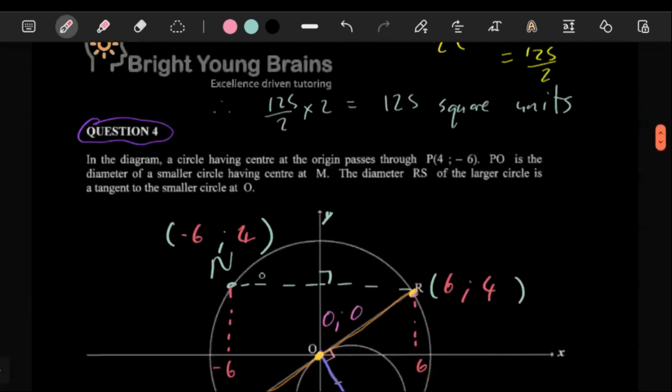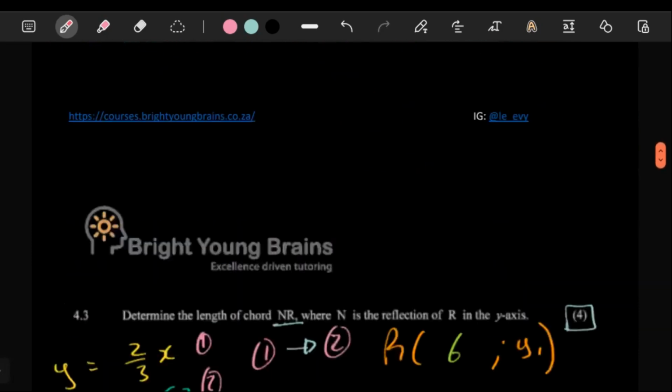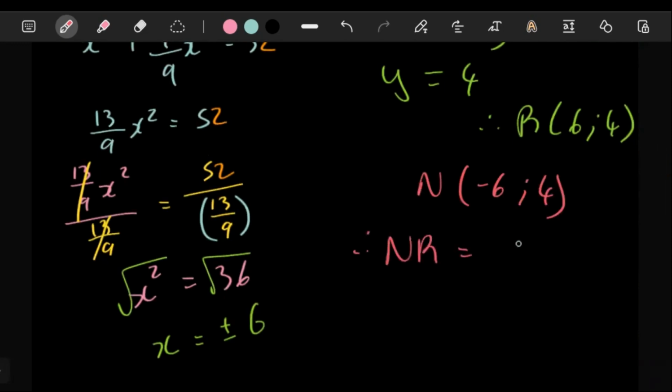So they didn't ask for the coordinate of N, they asked for the distance. So from 6 to -6, that's 6 units plus 6 units. It's going to be 12. So N here is just -6, coordinate 4. Therefore, NR is going to be equal to 6 plus 6, because distance can never be a negative. And then we have 12 units. Nothing too major over there.